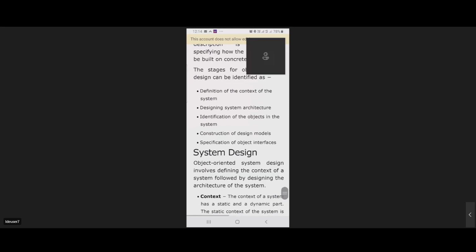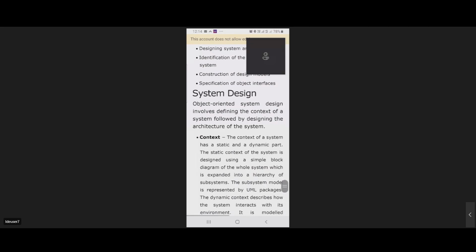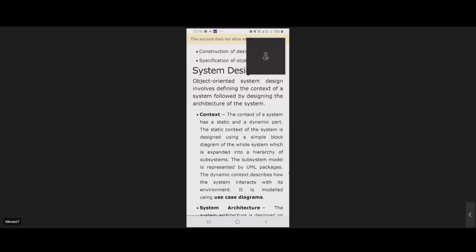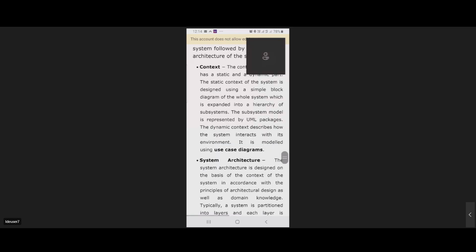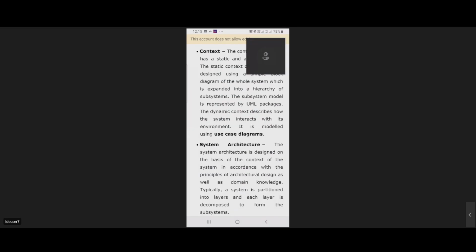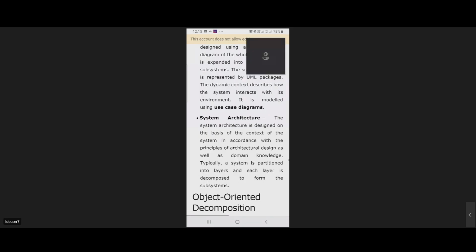The first is system design, which involves defining the context of a system, followed by designing the architecture of the system. In the context, the system has a static and a dynamic part. The static context of the system is designed using a simple block diagram of the whole system, which is expanded into a hierarchy of subsystems. The subsystem model is represented by UML packages. The dynamic context describes how the system interacts with its environment. It's modeled using use case diagrams.